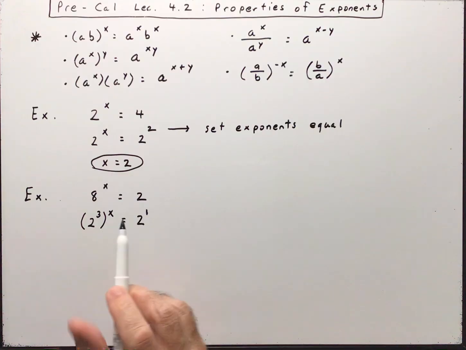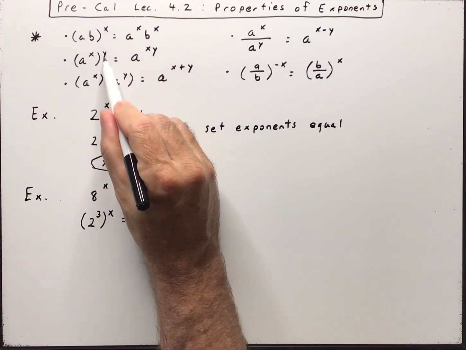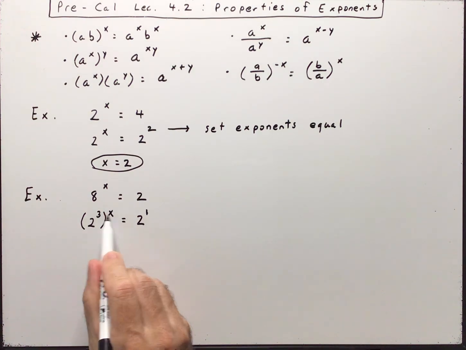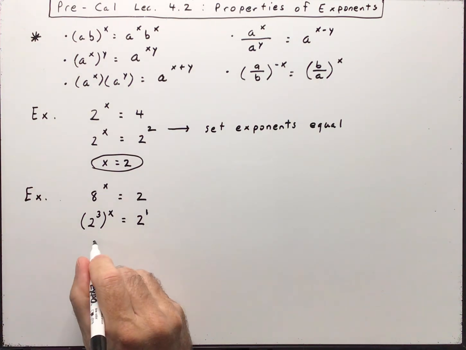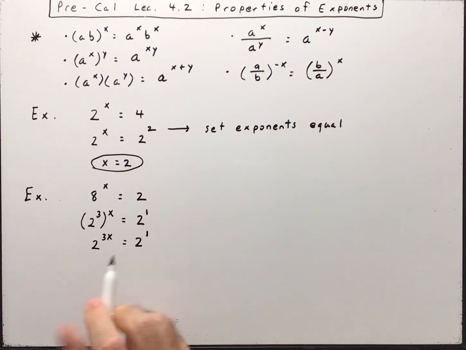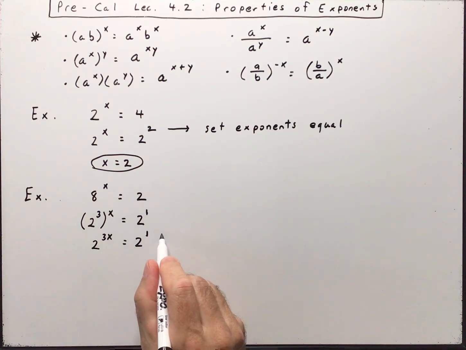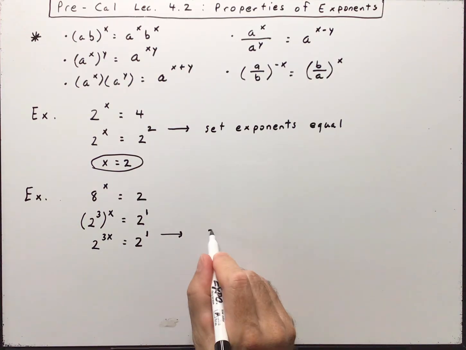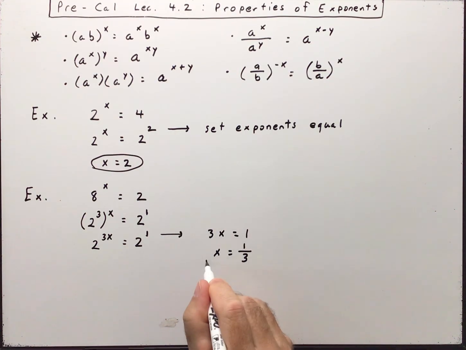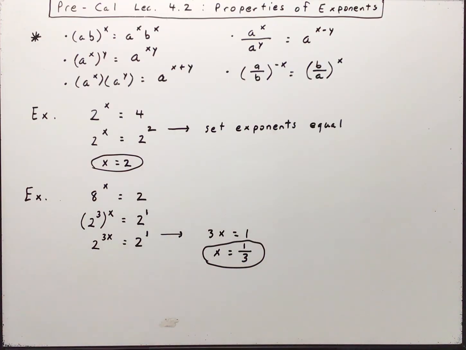When you raise a power to a power, you multiply those powers. So 2 to the third to the x is the same as 2 to the 3x. Multiply those exponents. Now we can set the exponents equal. So we just have 3x equals 1. Divide both sides by 3, so x is 1/3. All right, not too bad at all.